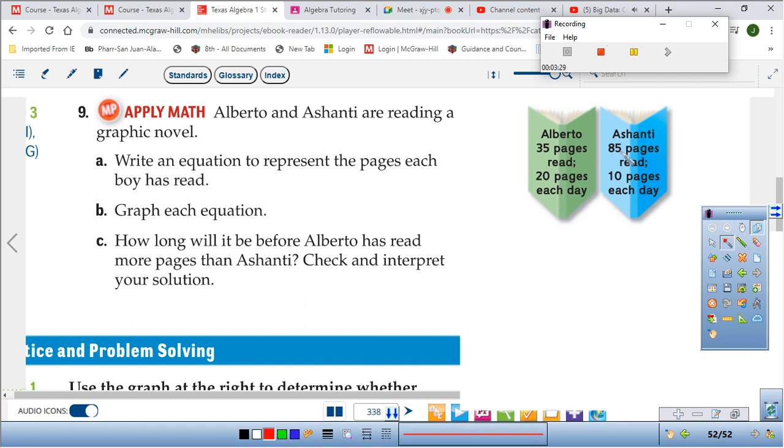So here we go. Alberto and Ashanti are reading graphic novels. Write an equation for each. Okay, so Alberto. Right here, Alberto reads that many pages per day, each day. So this is your m, and this is your b. So for his equation, Alberto is equal to, okay, it's y, but so I can keep my mind straight, Alberto is equal to 20x + 35.